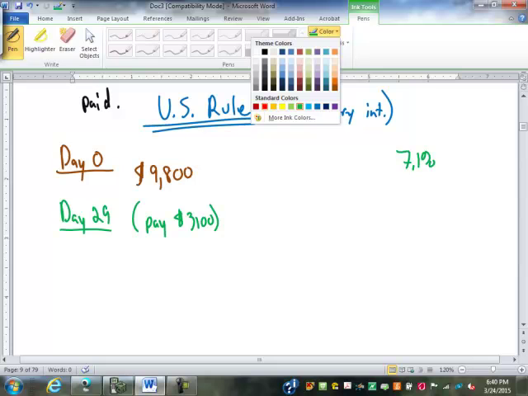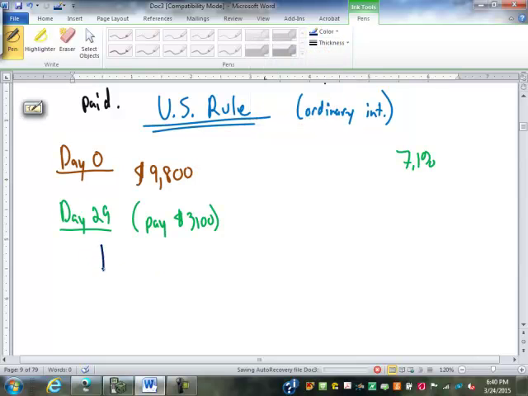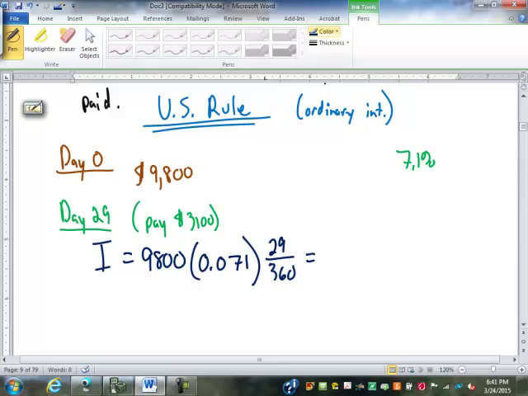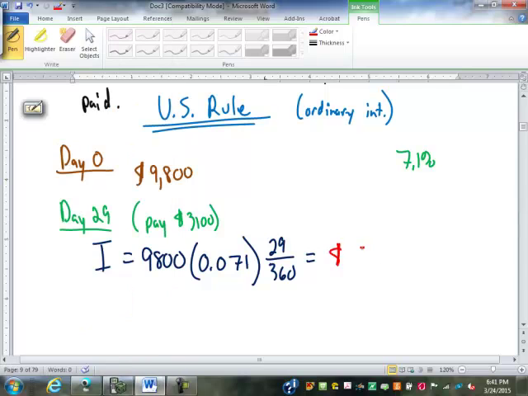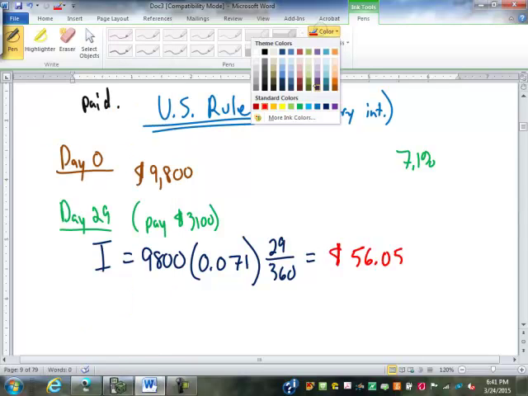So before that $3,100 payment can be made, we need to figure out the interest that has been built up. So it's the original principal, $9,800, times a rate. 7.1% is going to be 0.071. And day 29 means it's 29 days out of 360. So we're going to take 9,800 times 0.071 times 29 out of 360. $56.05 is the amount of interest.